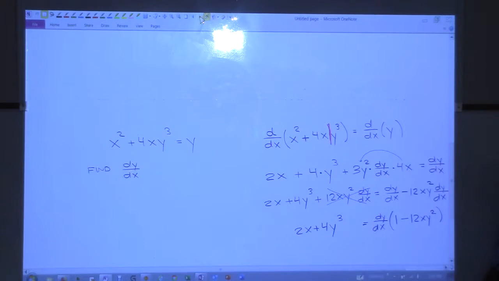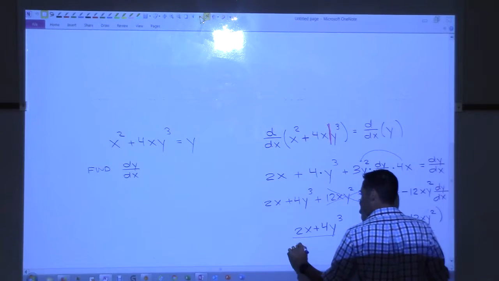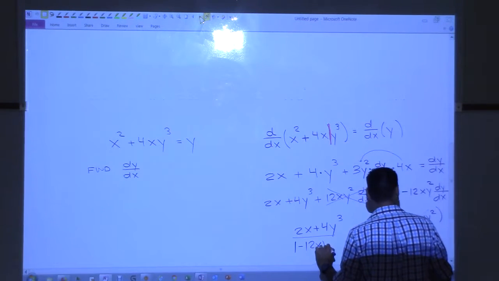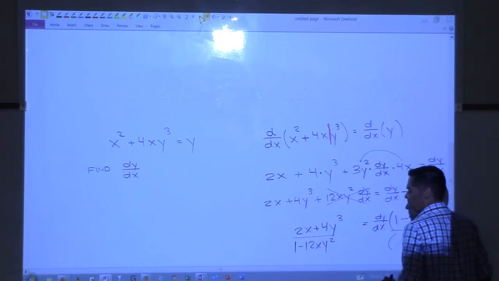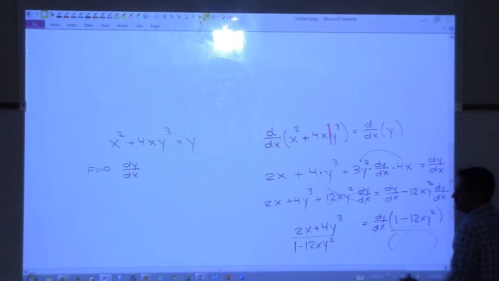And then the last step would be to take this and divide it on both sides. So when I divide this over here on this side, it goes away. And when I divide it on this side, I get 1 minus 12xy squared. So there it is. That's it.